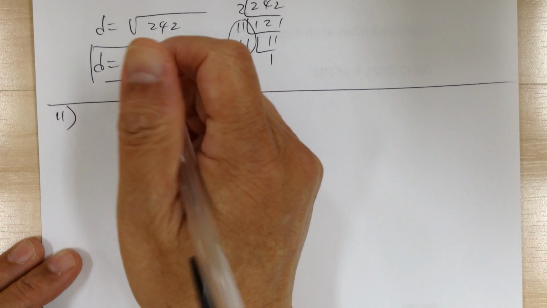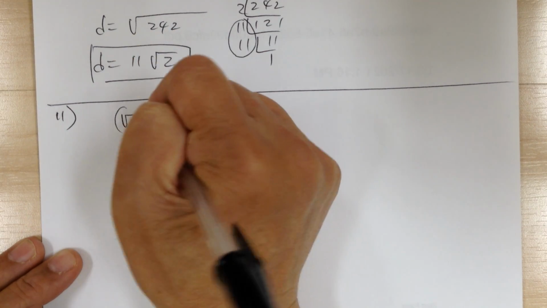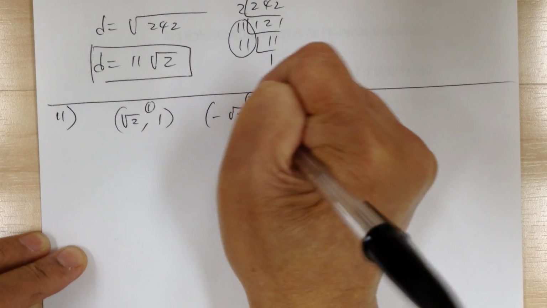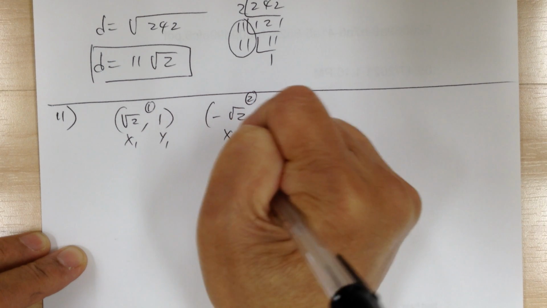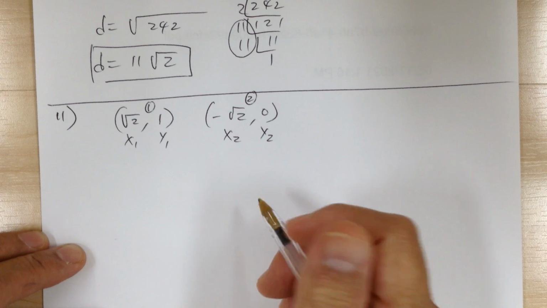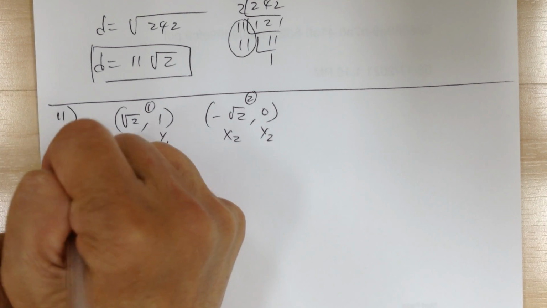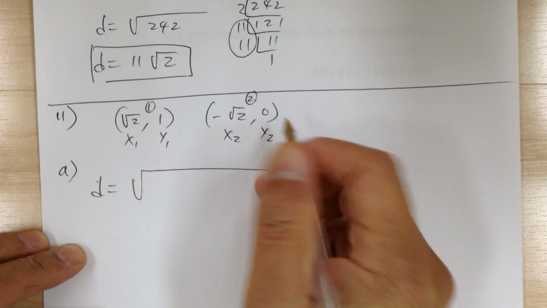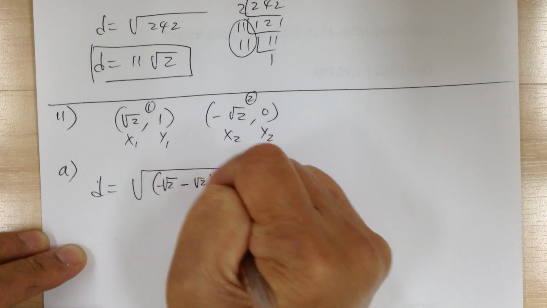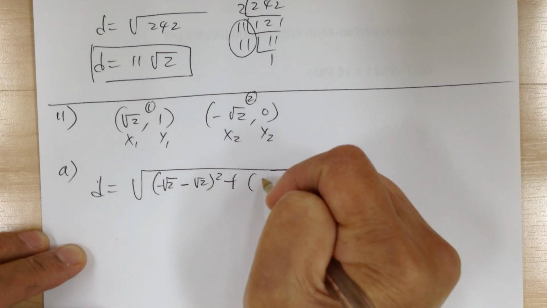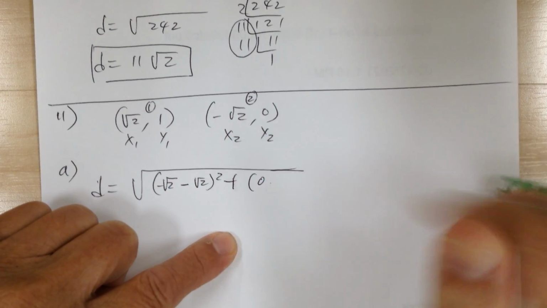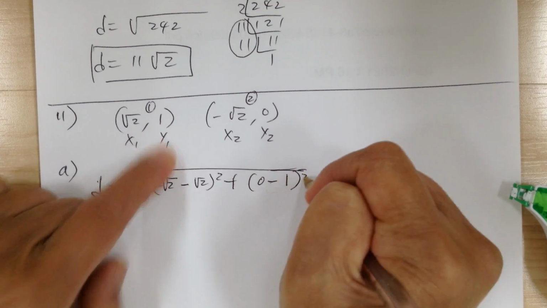Okay, next you have square root of 2, comma 1. You have negative square root of 2, comma 0. So again, this is point 1, point 2, so x1, y1, x2, y2. So part A, the distance will equal the square root of x2 minus x1 squared plus y2 minus y1 squared.